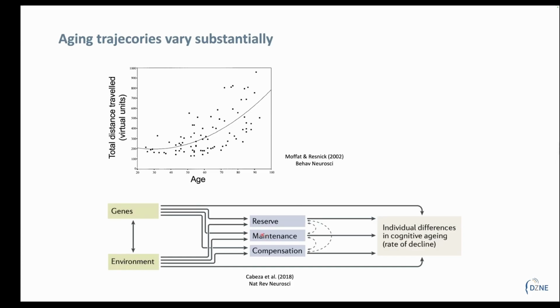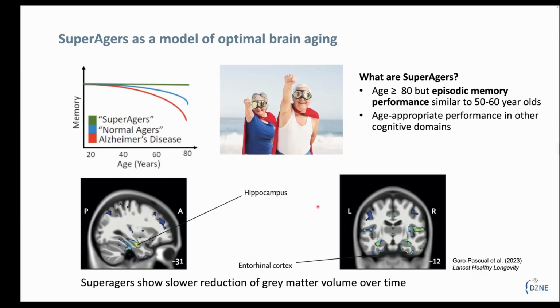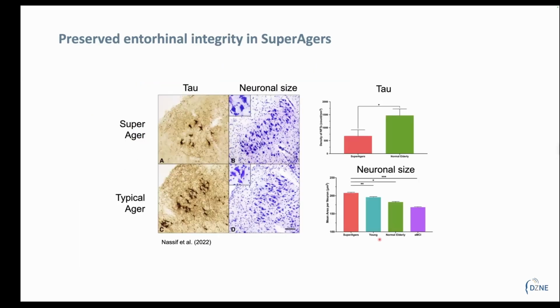I'm going to talk a little bit about that now, because there is a literature that you might be aware of on people that have been termed superagers. So what are superagers? Superagers are people who are age 80 plus, but who show memory performance similar to 50 to 60-year-olds, specifically in episodic memory. And there was structural MRI work showing that superagers tend to show a slower reduction of gray matter volume, in particular in the hippocampus and also in entorhinal cortex.